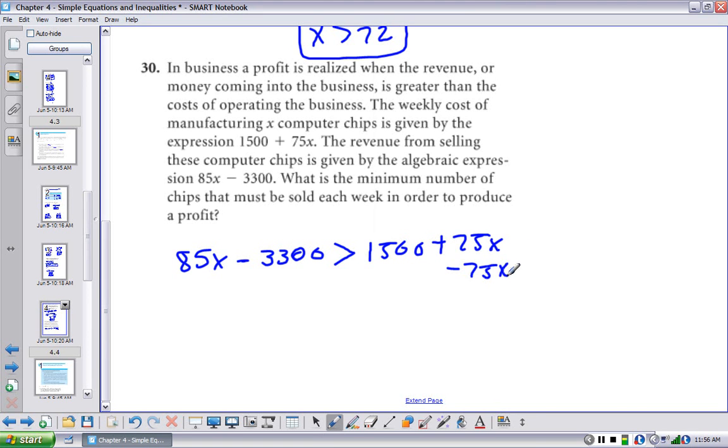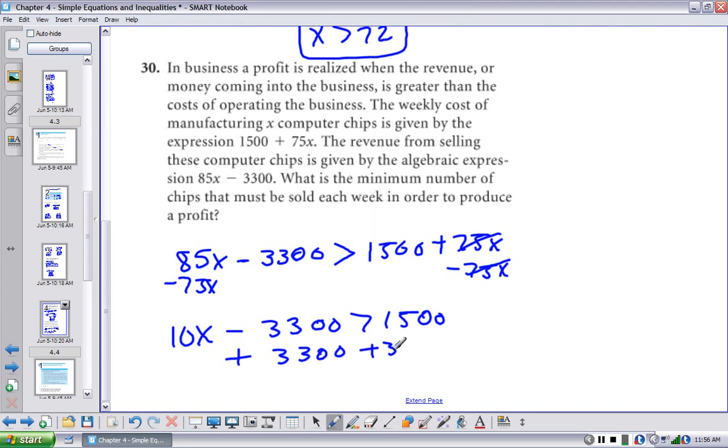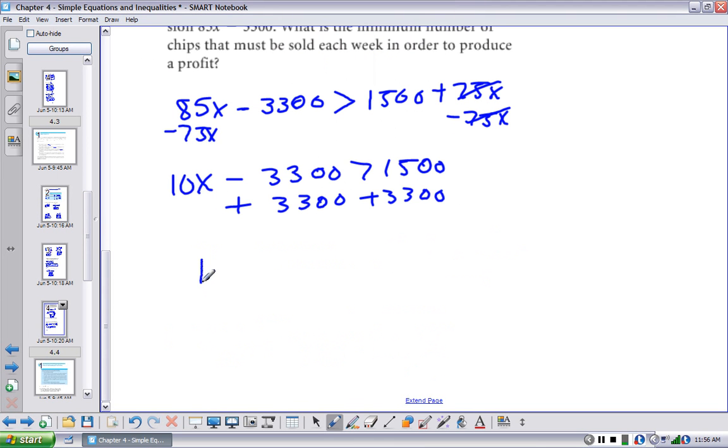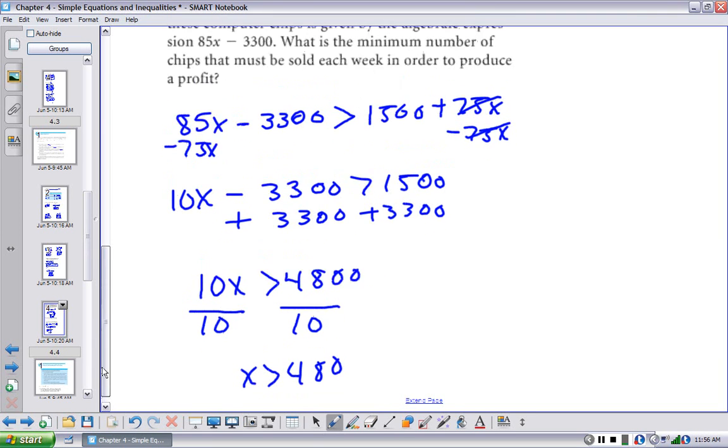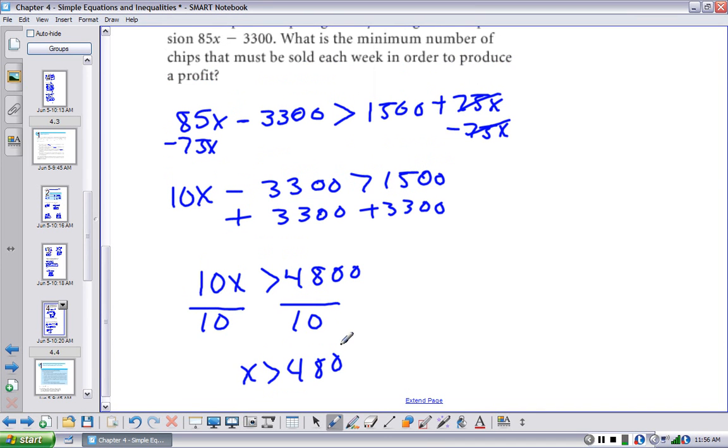So I'm going to subtract 75x from both sides to get my x's on the left-hand side. That's 10x minus 3300 is greater than 1500. To get the 10x alone, I'm going to add 3300 to both sides. So 10x is greater than 4800. If I divide by 10, x is greater than 480. So you have to sell more than 480 of those chips in order to produce a profit.